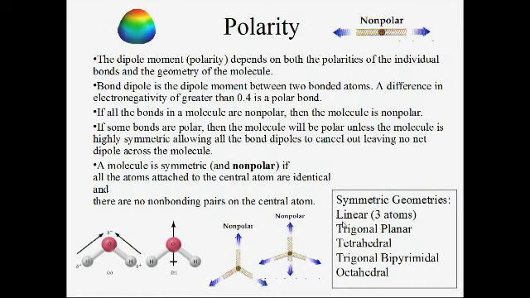So our symmetric geometries include linear geometry. So this will come with the 2 electron domains. It will also come with the linear molecular geometry coming from the trigonal bipyramidal electron geometry. Trigonal planar structure, tetrahedral structure, trigonal bipyramidal structure, octahedral structure, and one more, the square planar structure. These can all be nonpolar if all the attached atoms to the central atom are identical.